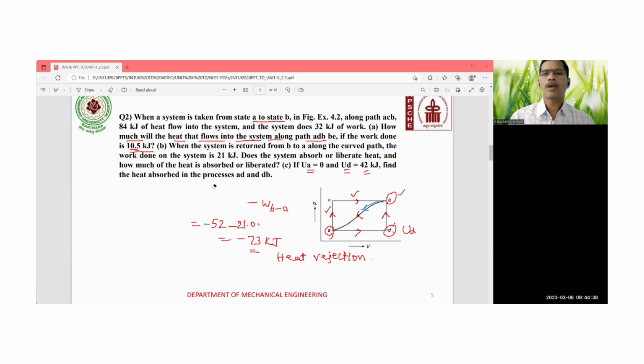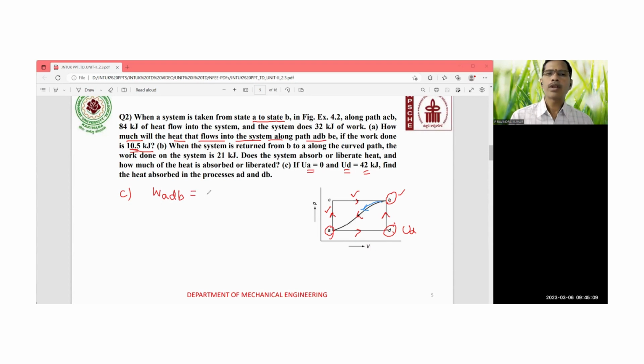Then how can you solve the third case? The third case is that the internal energy at state A is mentioned, and the internal energy at state B is also mentioned. So how are you going to solve that particular case? So the C bit, right? The C bit, that is ADB. So that is what you have to observe. So that is W ADB.